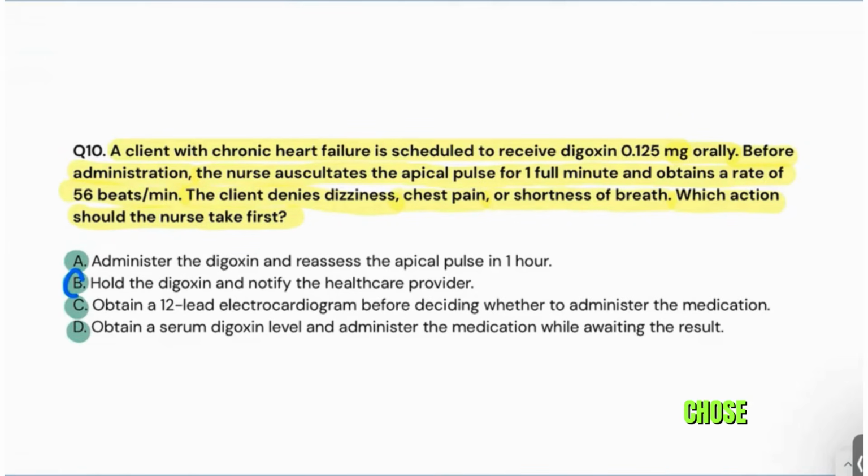You got it right if you chose letter B. An adult apical pulse below or less than 60 beats per minute generally requires withholding digoxin and further evaluation. Letter A is incorrect. Giving digoxin could worsen the bradycardia. Letter C is also incorrect. An ECG may follow, but hold the medication first. Letter D is also incorrect because you should not administer while awaiting the result of the digoxin level. Let's go to the next question.